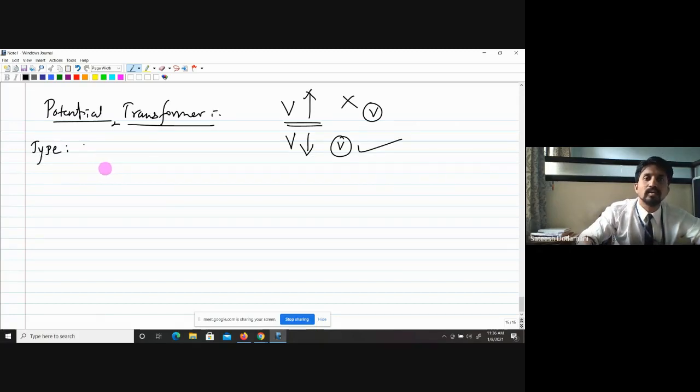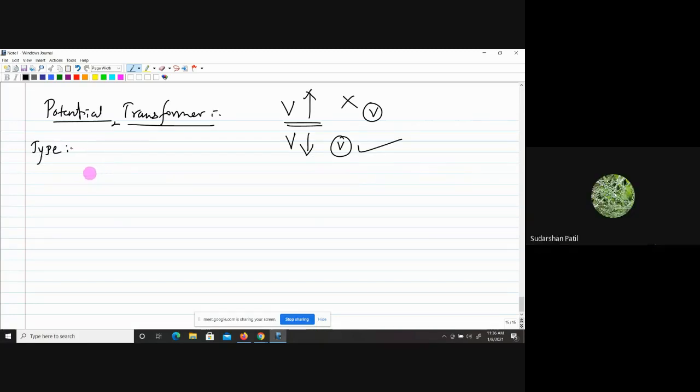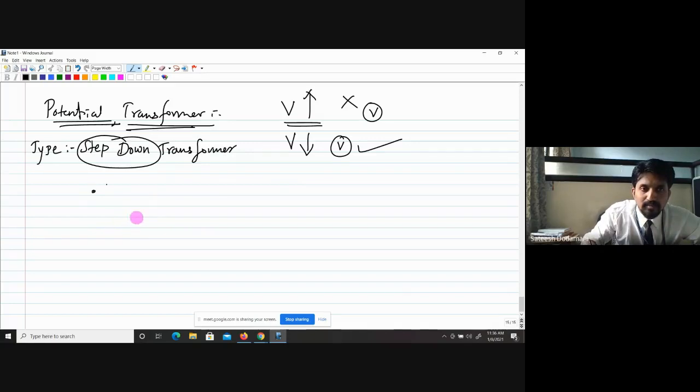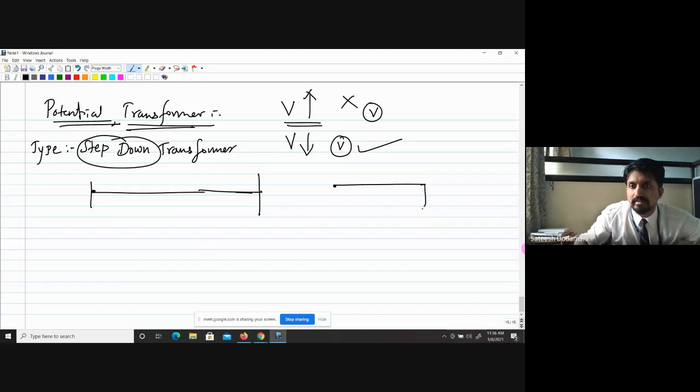In the potential transformer? Step down. Step down, sir. So definitely here a step down transformer will be used. Whenever they call it a potential transformer, you should understand that they are using the step down transformer. So for this step down transformer, for example, suppose there is a line, 2 lines are there. Otherwise you can consider the earlier diagram only.